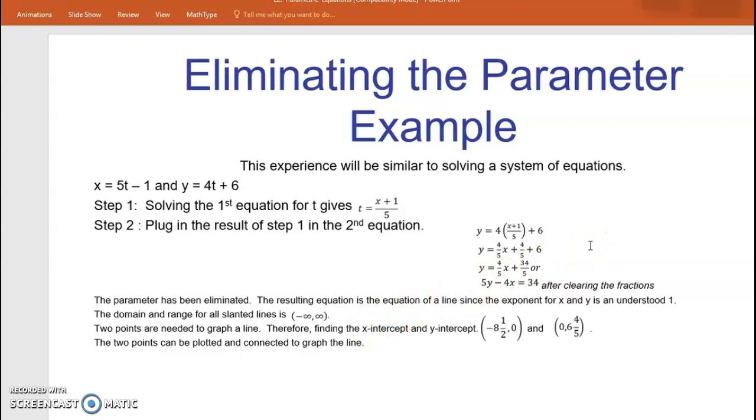Any slanted line travels forever from the left to the right. So the domain is from negative infinity to positive infinity. It also forever travels from bottom to top along the y-axis. So likewise, the range is from negative infinity to positive infinity. If you decide to graph it, you can find 2 points on the graph, plot, and connect those points to graph the line. I select to find the x-intercept and y-intercept, but of course, any 2 points will do.